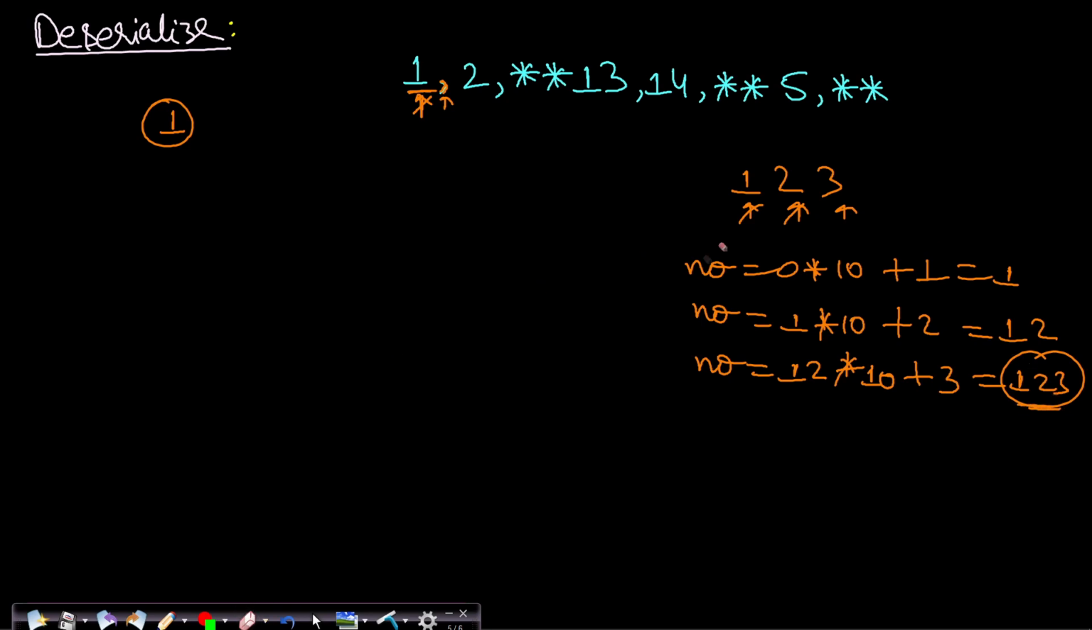So this is how you can extract the number, or in C++ you can easily use the string to integer function and pass your string 123 to get integer 123. Okay. This is one way to solve it.